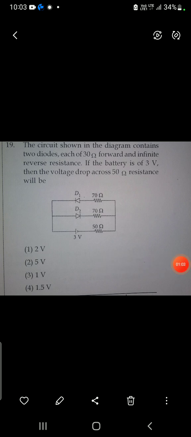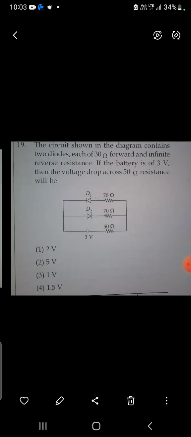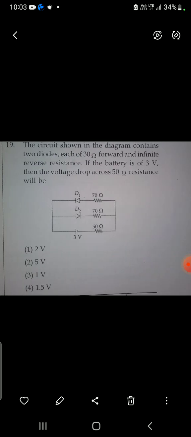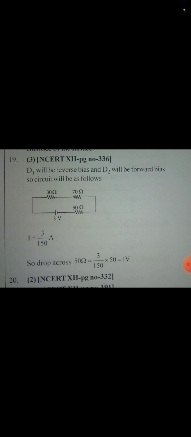Next question. The circuit shown in the diagram contains two diodes, each 30 ohms with infinite reverse resistance. If the battery is 3 volt, then the voltage drop across the 50 ohms resistance will be. If D1 is reverse bias and D2 is forward bias, the circuit will be as shown. The diode also has 30 ohm resistance, so it comes out like this. Here we can find the current. Therefore the current comes out to be 3 by 150. So the voltage drop across 50 ohms is 3 by 150 into 50, which is 1 volt.